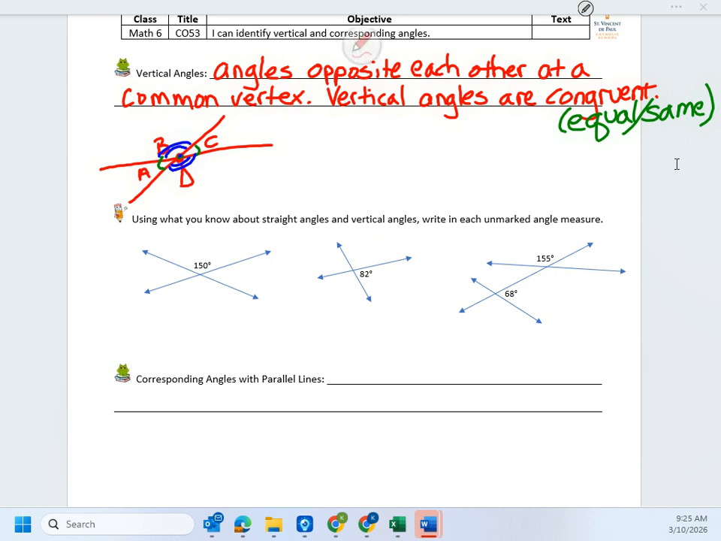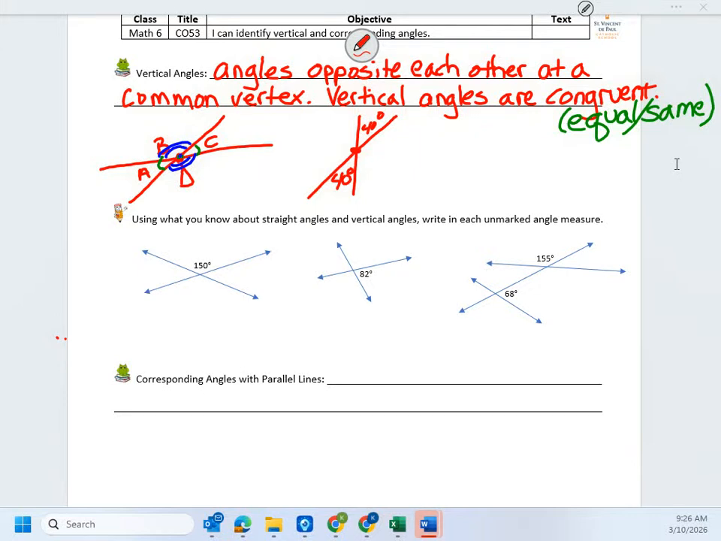So if we draw something like this, we might say this is 40 degrees. Here's our vertex. This is its opposite angle, that vertical angle. What measurement would that be opposite of that 40 degrees? Joy? 40 degrees, because they are congruent. So opposite is that same 40 degrees.